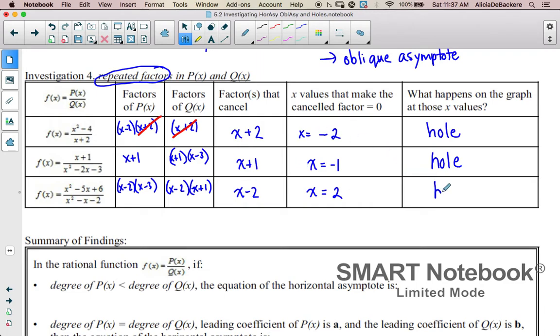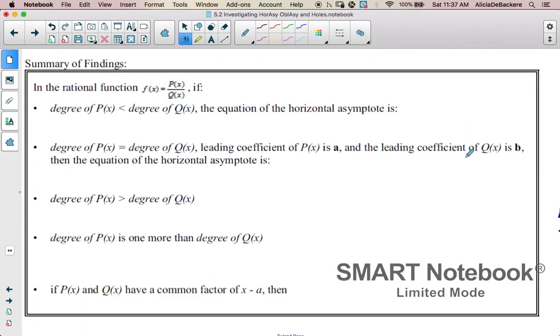All right, so we're going to summarize. What did we figure out today? Okay, if I'm given a function that looks like this, p of x on top of q of x, then the first thing I'm going to check for is what kind of situation I have with the degrees. If the degree on the top is smaller than the degree on the bottom, then the horizontal asymptote is y equals 0. If the degrees are equal to each other, then I have to take a look at the leading coefficient of the top, a, and the leading coefficient of the bottom, b, and then the horizontal asymptote is going to be a divided by b. If the degree of the top is bigger than the degree of the bottom, then there's no horizontal asymptote.